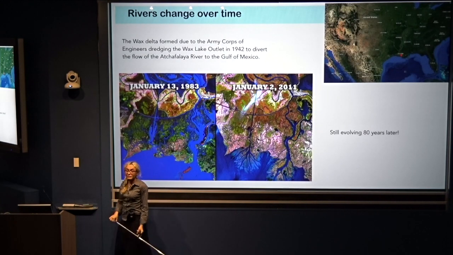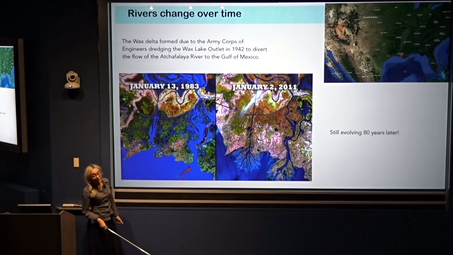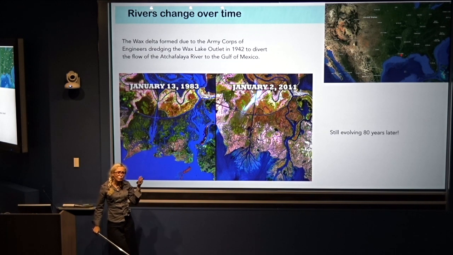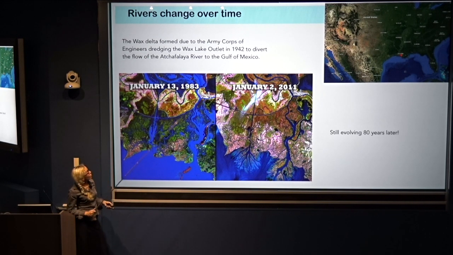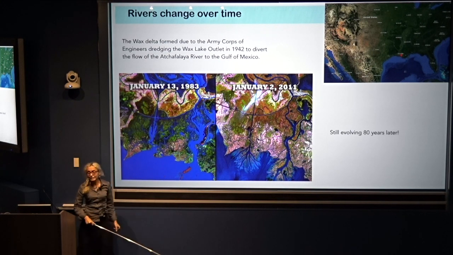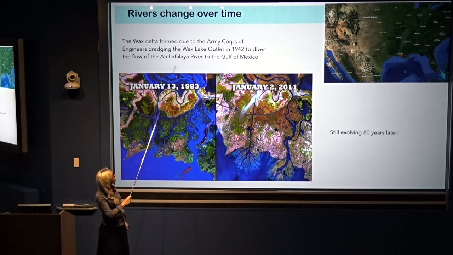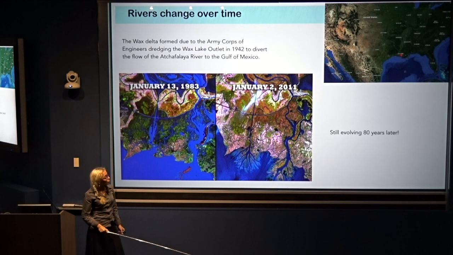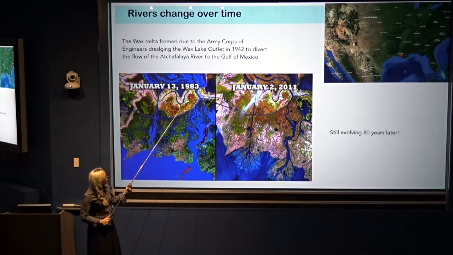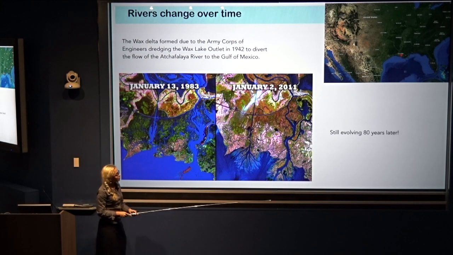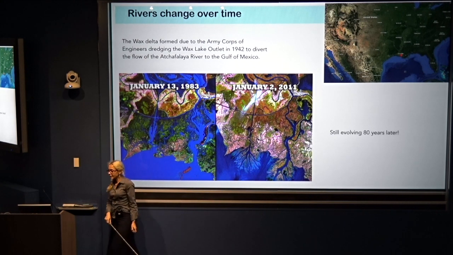So inspired by that, let's say we're going to look at rivers. And in fact, rivers themselves change over time. In our lifetimes, we tend to think of them as something immutable. But in fact, they change a lot. And this is maybe an example. This is the Wax delta, which was actually formed due to human intervention accidentally because engineers wanted to dredge the Wax Lake Outlet. And what happened is that right here, in a few years, we have a delta. And this is still evolving 80 years later.